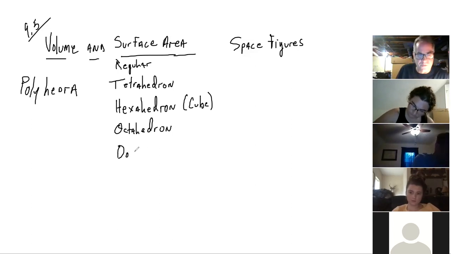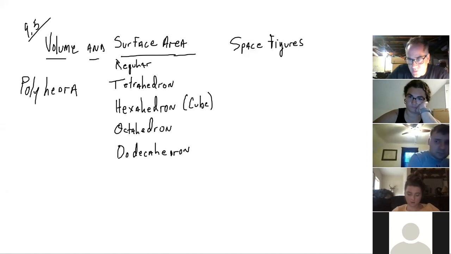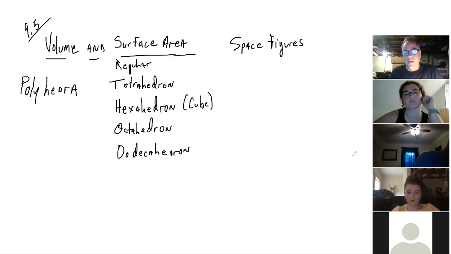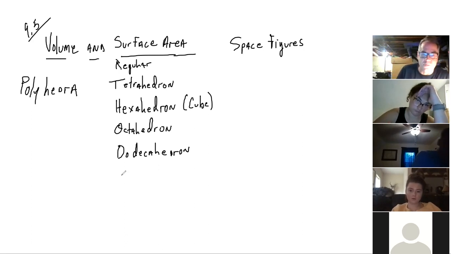Dodecahedron, 12 faces, and they're made up of pentagons. So if it's a regular dodecahedron, 12 faces, and each one of them is, again, a regular pentagon. And then 20 faces, equilateral triangles again would be each face. My favorite one, icosahedron.